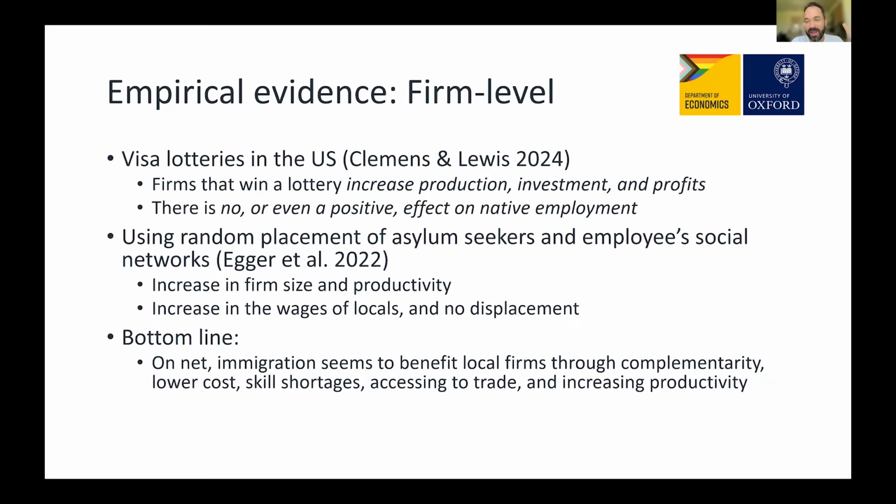So my net take on this literature is that immigration seems to benefit local firms primarily through this complementarity channel. You can hire highly skilled immigrants, often in a situation of skill shortage, at lower cost, addressing skill shortages, increasing access to trade, and increasing productivity of local workers. There's very limited evidence. The very few studies that do show negative impacts show that these are very small on local workers and their wages.